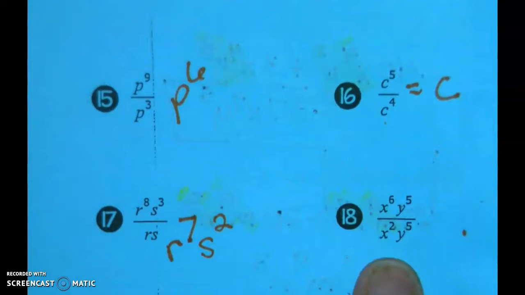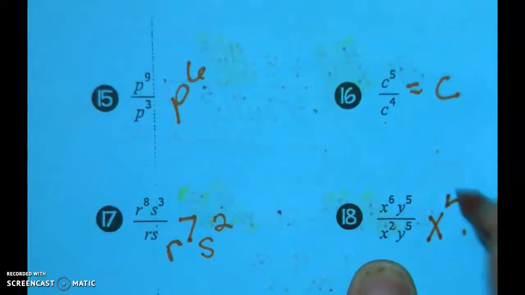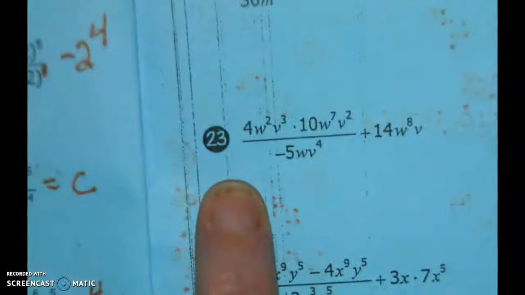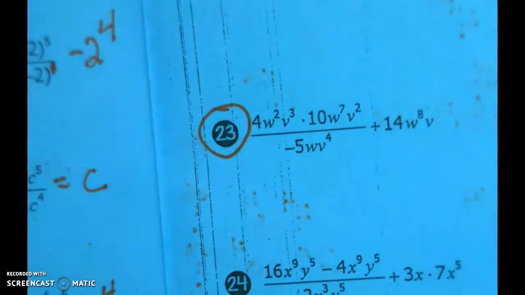Look at this one. So we have x to the 4th. And y to the 5th over y to the 5th, that's the same thing. So it just goes to 1. So here's our answer. Now I want you to try number 23. I'll give you the answer tomorrow in class.